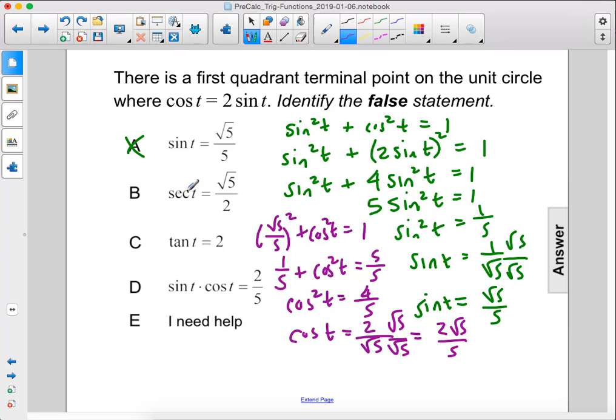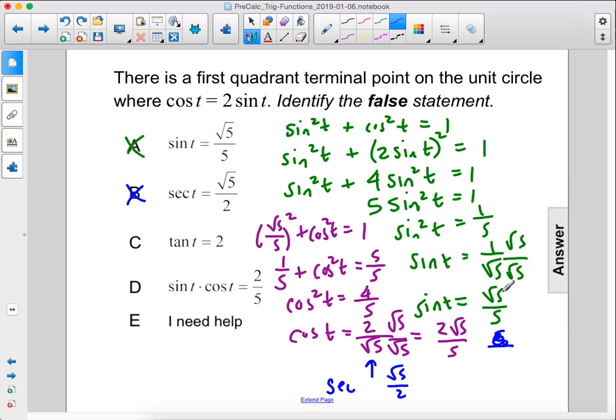Now, what is the secant? Well, that's the reciprocal of this. Actually, let's just go back to this point. Cosine t equals 2 over the square root of 5, therefore secant will equal the square root of 5 over 2, which is right here. So that's true. Now, what is the tan value?